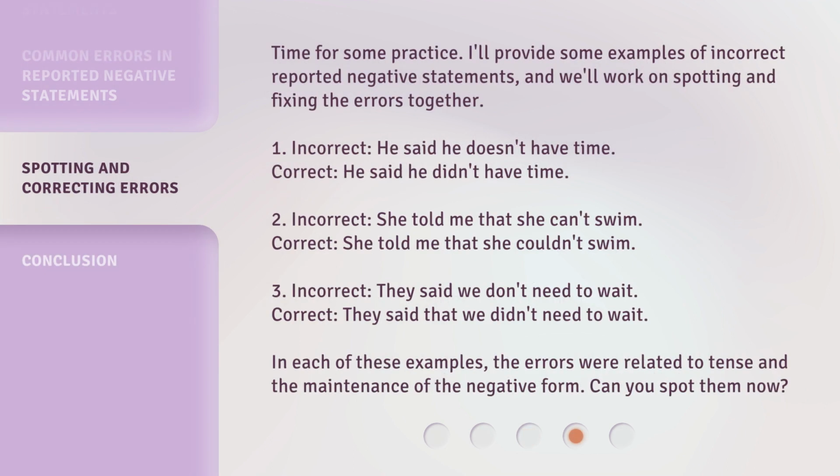Time for some practice. I'll provide some examples of incorrect reported negative statements, and we'll work on spotting and fixing the errors together. 1. Incorrect. He said he doesn't have time. Correct. He said he didn't have time. 2. Incorrect. She told me that she can't swim. Correct. She told me that she couldn't swim. 3. Incorrect. They said we don't need to wait. Correct. They said that we didn't need to wait.